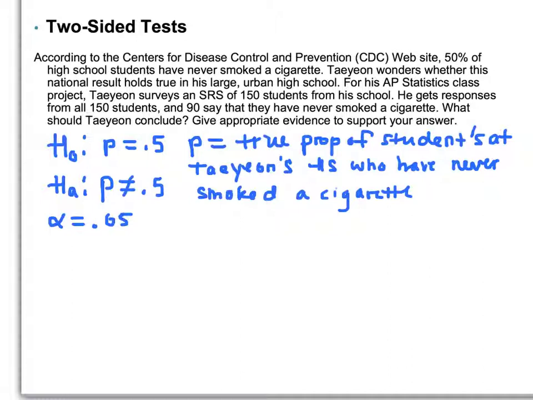Now we have to say what test we're going to use and check the conditions for the test. So the test we're going to use is a one-sample z-test for proportions. Again, because we're only concerned with one proportion. We're not comparing two proportions yet. We'll talk about that next chapter. But we just have one proportion. So one-sample z-test. And again, we choose a z-test because our test statistic is a z-score.